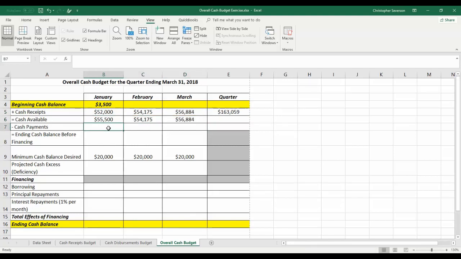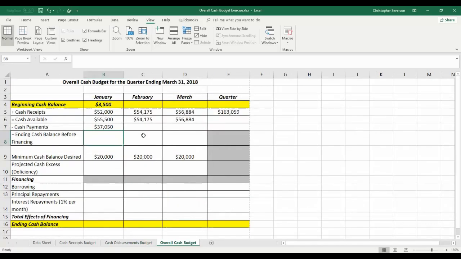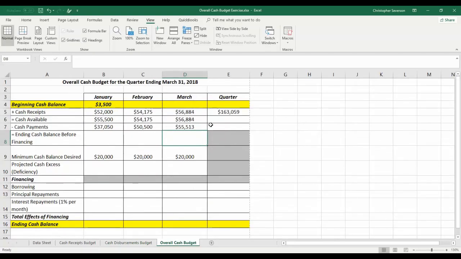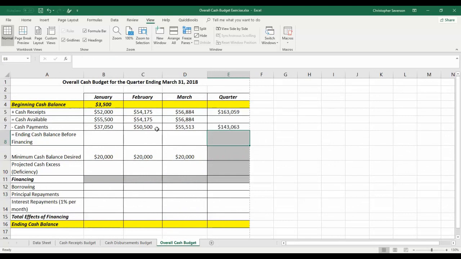Cash payments, it's going to be the same thing we did for cash receipts. I'm going to put in the equal sign and go to the January total cash disbursements. I'll do the same thing for February and March. And this time I will do the quarter. Cash payments, again, either way would work. I could sum it up, or nothing's going to change this because we've already completed that other budget. So I could sum it up, or I could just grab the total from there. Either way is fine.